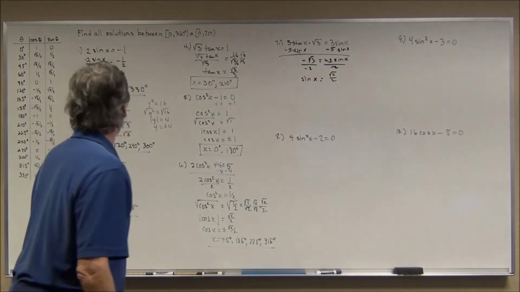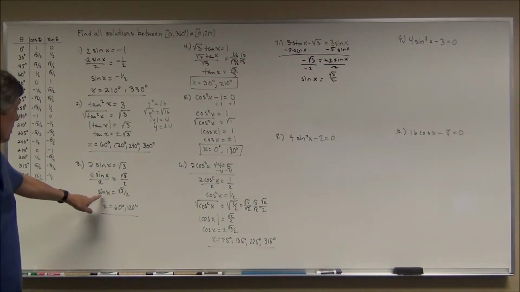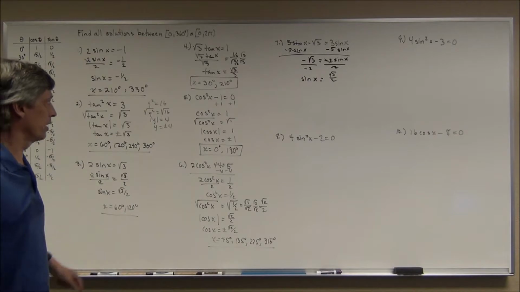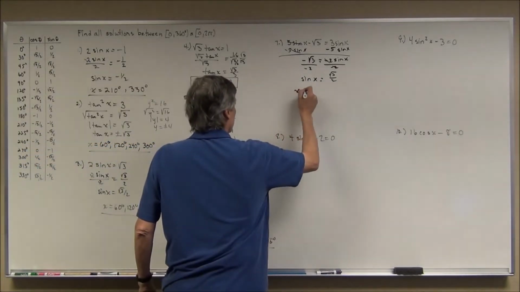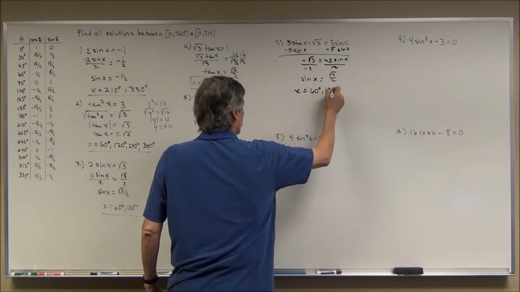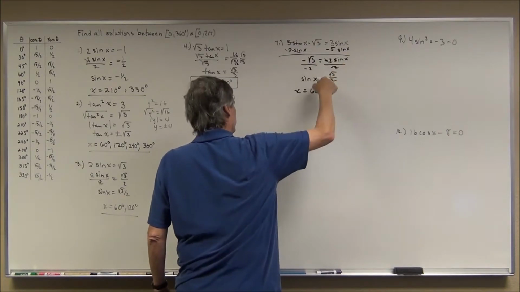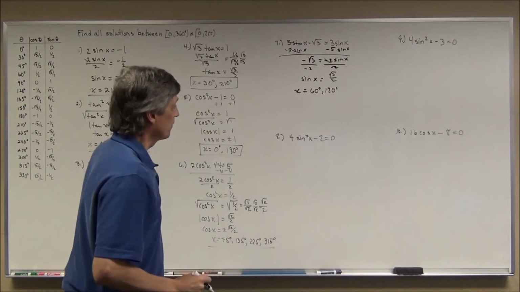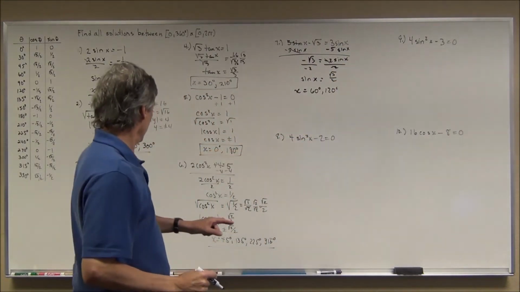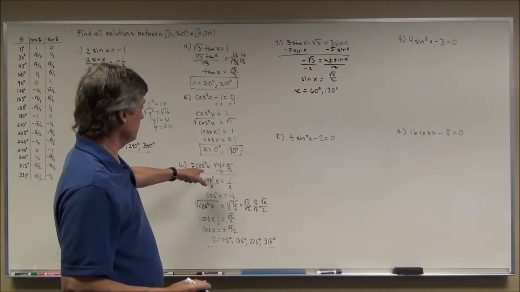I don't think I've had that one. Oh, yes, I did, right here. The sine of x is the square root of 3 over 2, so I already know my answers. My answers are 60 degrees and 120 degrees, but it was a little bit of work to get to that point. Be very careful.